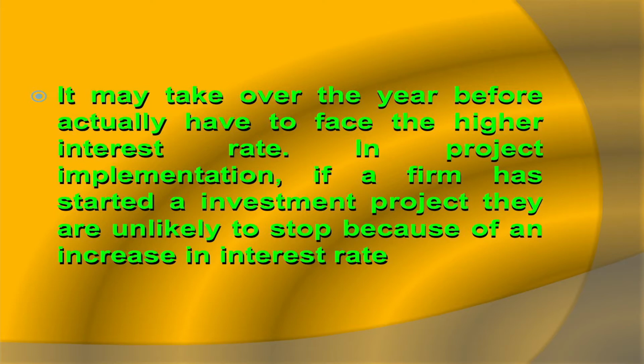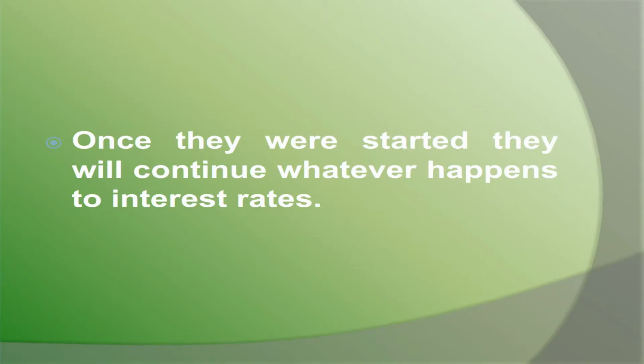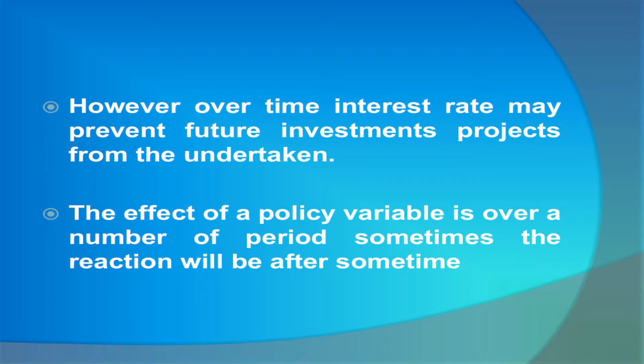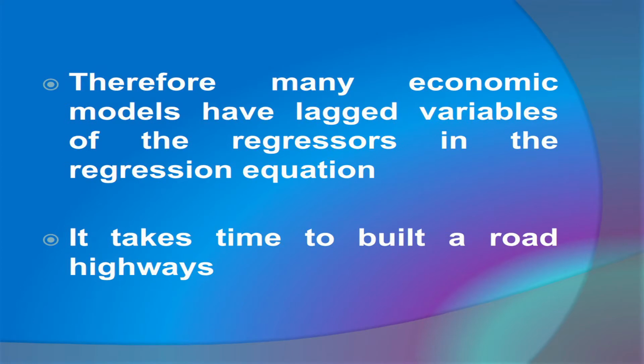In project implementation, if a firm has started an investment project, they are unlikely to stop just because of an increase in interest rate. Once they have started, they will continue to invest whatever happens to interest rates. However, over time the higher interest rates may prevent future investment projects from being undertaken. Hence, it is often the case that the effect of a policy variable is spread over a number of periods. Sometimes the reactions will come after some time. Therefore, many economic models have lagged variables of the regressors in the regression equation.